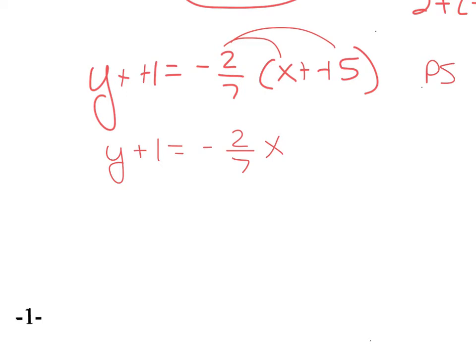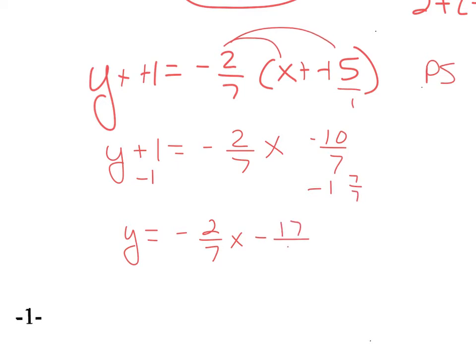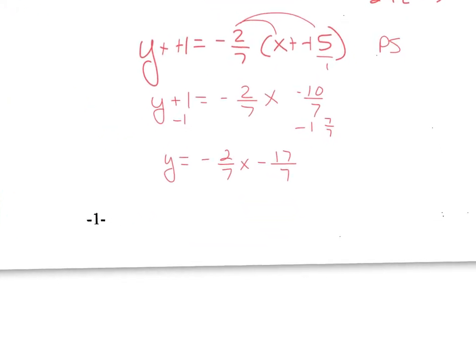Now you're just going to go ahead and put this 5 over 1 and just multiply. So on the top we've got a negative 10. On the bottom we've got a 7. And I'm going to go ahead and leave it improper because it'll make it easy when I'm trying to get rid of that fraction there. All right, and then I'm going to subtract the 1 over. So I get y equals negative 2/7 x. Remember, 1 is the same thing as 7 over 7. So I've got negative 17/7 when I put those together with common denominators. Okay. All right, and that is slope intercept.